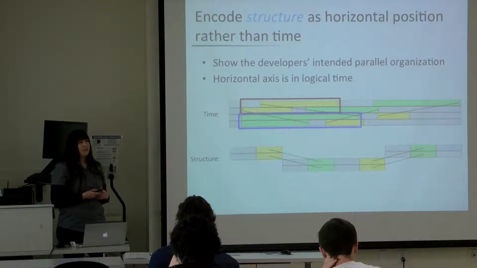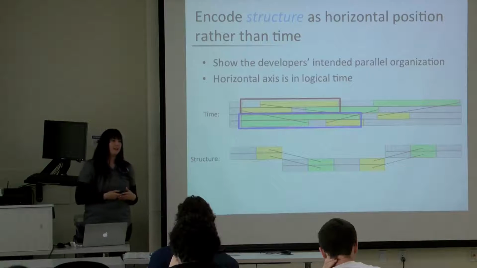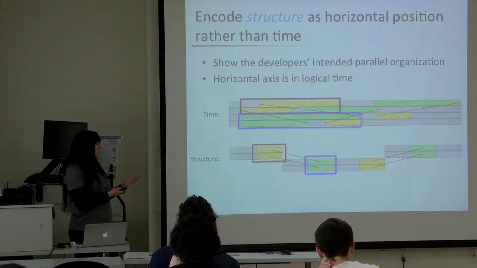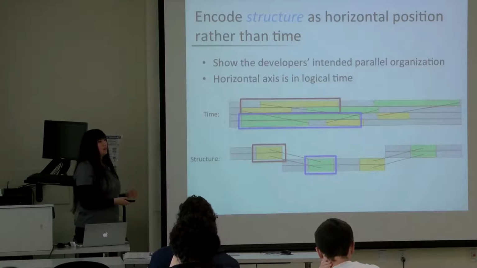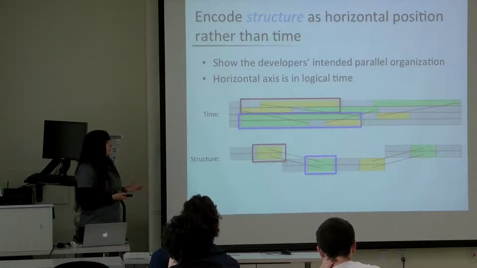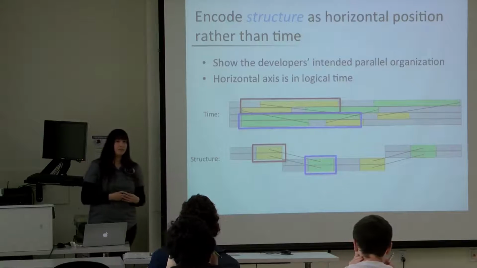But logically, you know that a receive has to come after its matching send. It can't happen at the same time. It can't happen before. So in the structured view, they're going to appear separated, with the sends happening before the receives. So already, I think in the small example, it's a lot easier to understand what the program is trying to do in the second one.